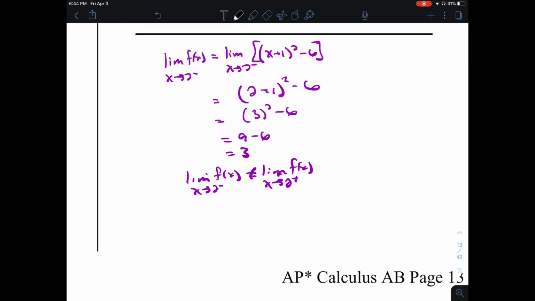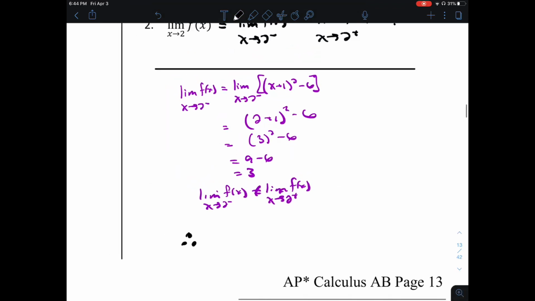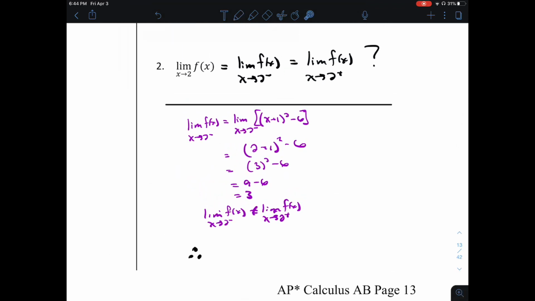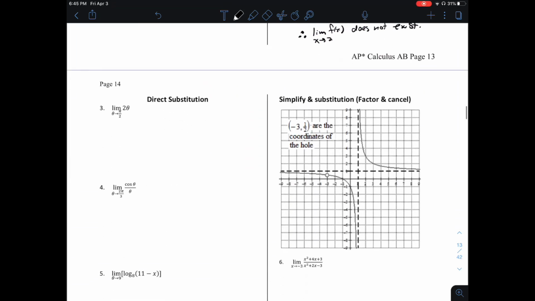Our conclusion from this, because you might have lost track of what the question was. The question was, what is this limit here, the two-sided limit? Therefore, the limit of f of x as x approaches 2 does not exist. The limit existence theorem says for it to exist, the left and rights have to agree.